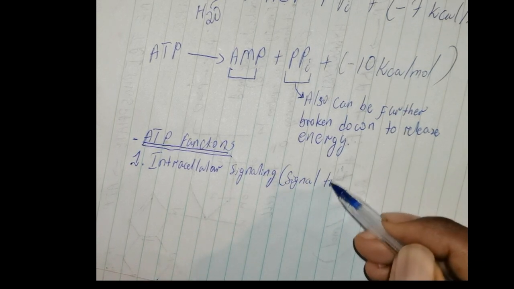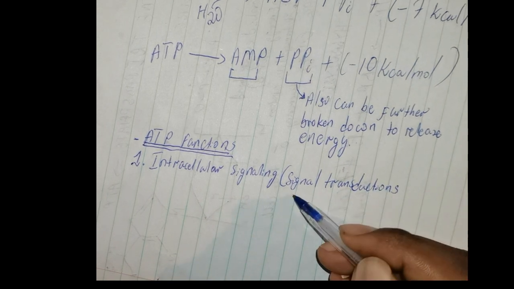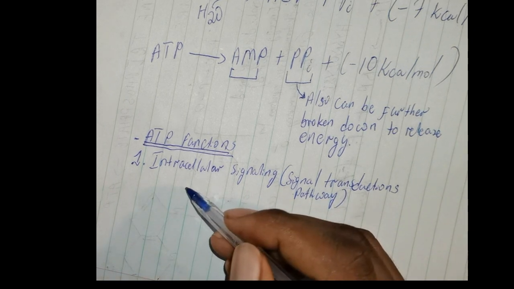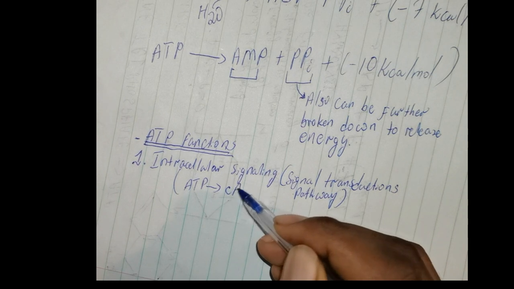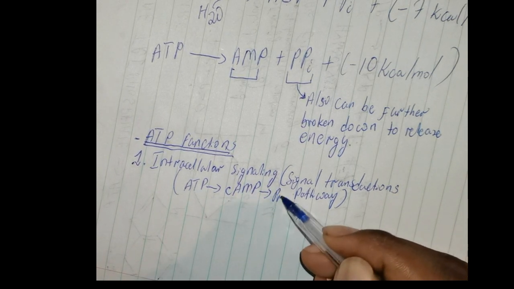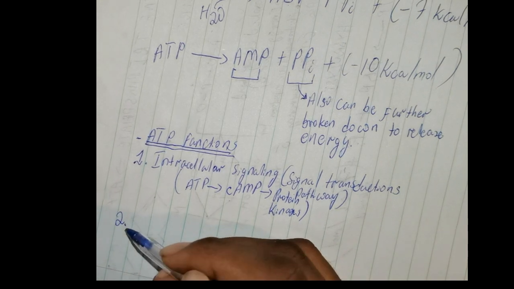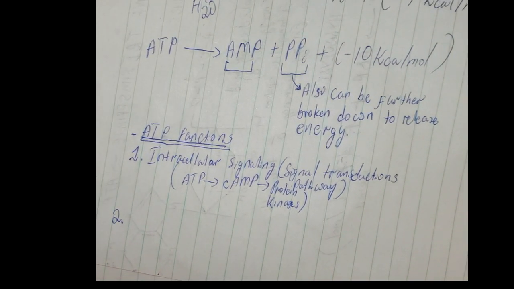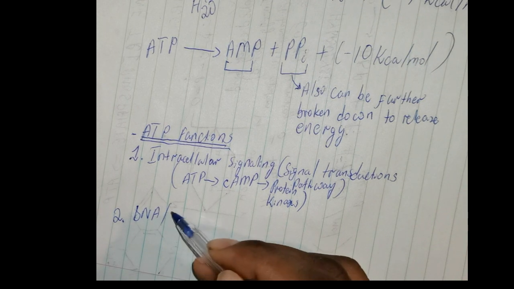It also works in intracellular signaling, which we will see in our future lectures. It helps in signal transduction pathways, whereby ATP can be converted to what is called cyclic AMP, which can stimulate a group of enzymes called protein kinases.